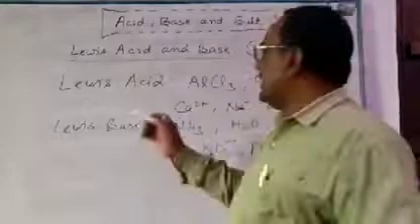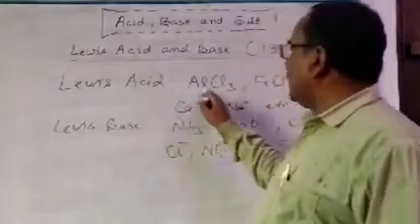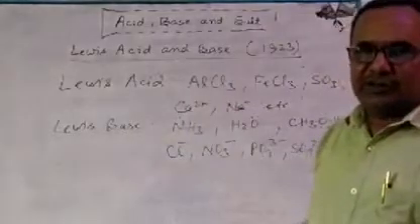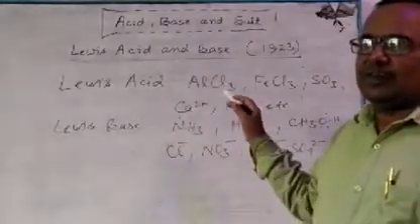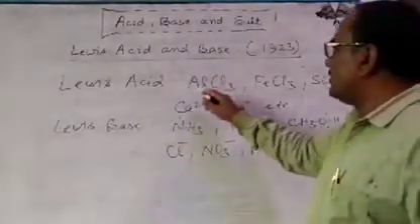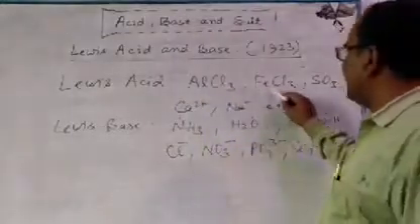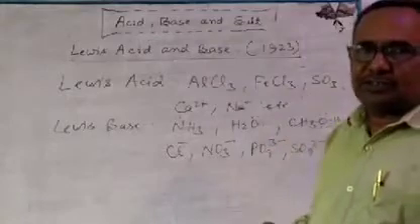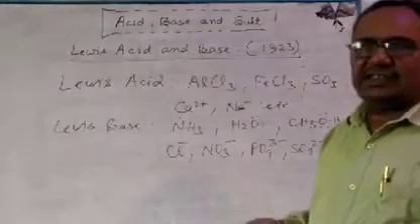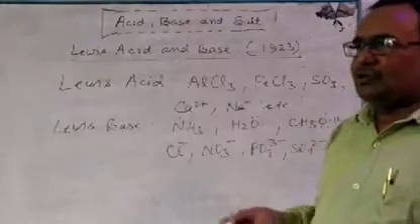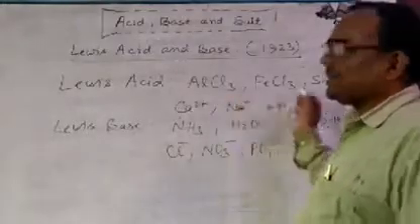If we consider AlCl3, there are only 6 electrons present on central atom aluminum. So it has not completed its octet. So it is considered as electron deficient compound. Similarly, FeCl3 is also electron deficient compound. All cations containing positive ions are electron deficient compounds. So according to Lewis, these are the acids.